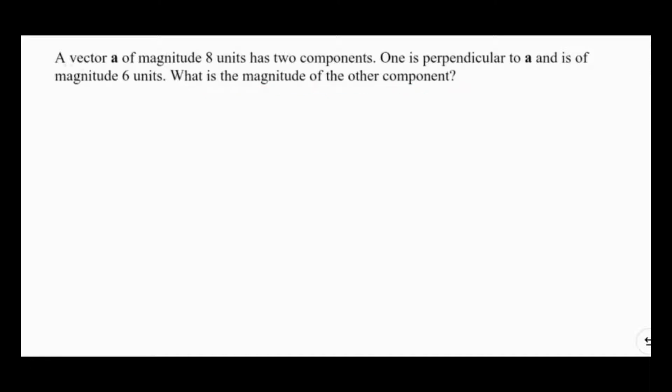So in this question it is given to us that a vector which is named A has two components. One component is perpendicular to A. You might be wondering how a vector can have a component which is perpendicular to itself. So, components are the vectors which are added to give the given vector.